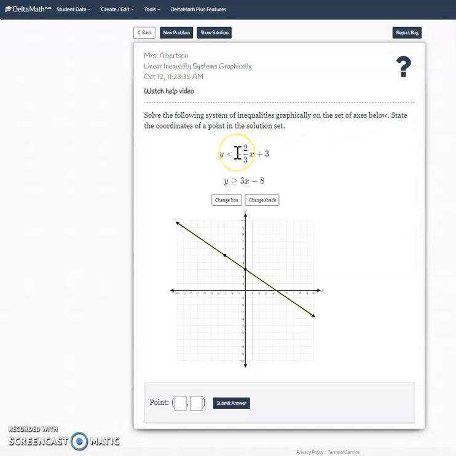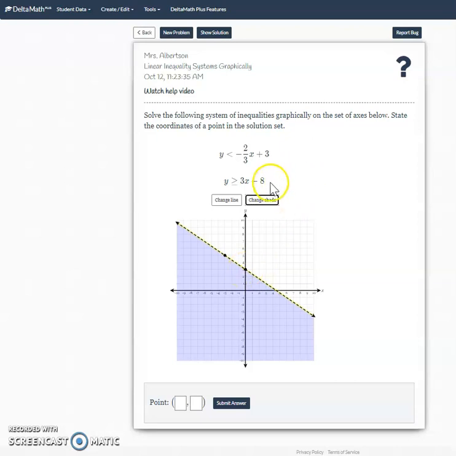All right, so now we need to pause, and because this is a less than, I need a dotted line, and I need to shade below. So when I look at this, on the y-axis, when I look at that point, I've shaded the points less than -3. So I'm good on that one.